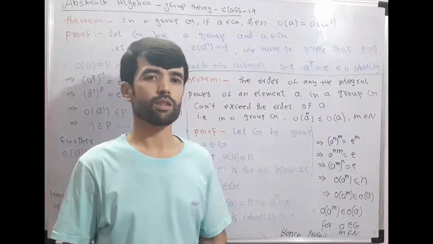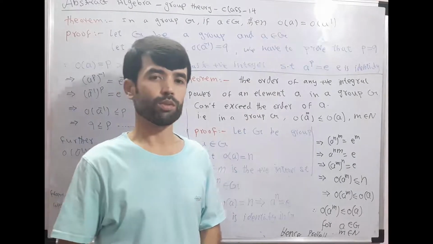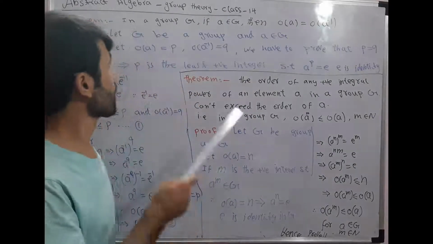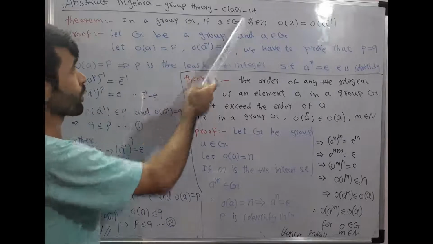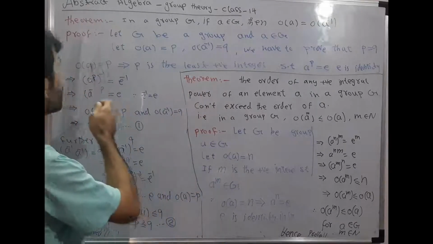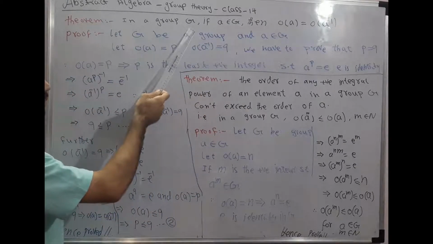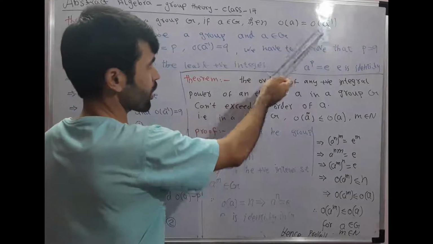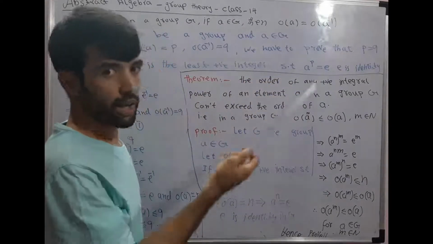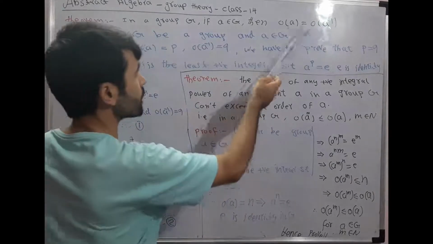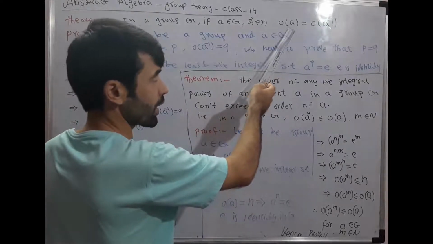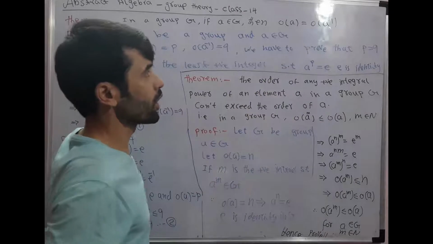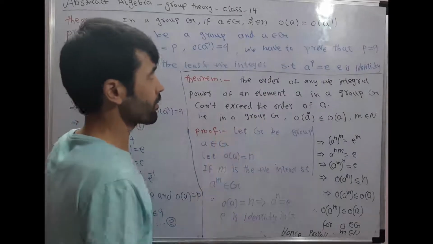In this class, we will prove the theorem. It is class 14. Theorem: in a group G, if a belongs to G, then the order of a equals the order of a inverse. The order of an element equals the order of the inverse of that element.